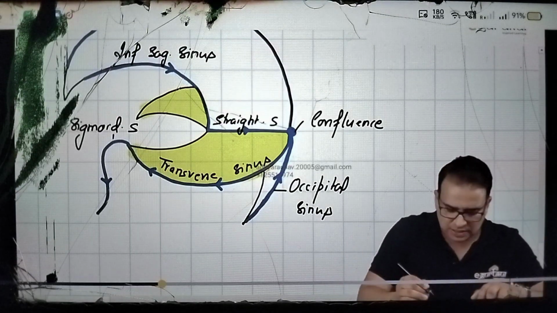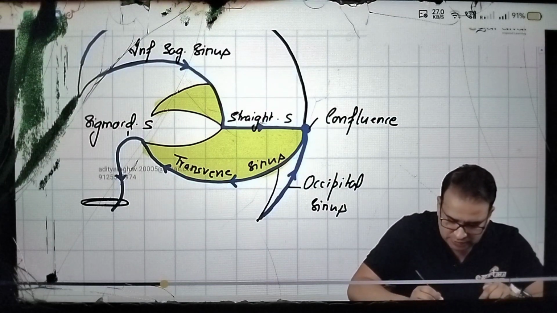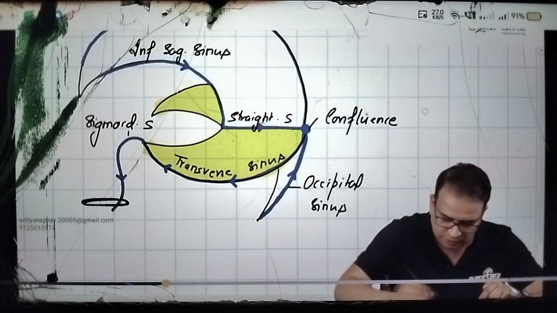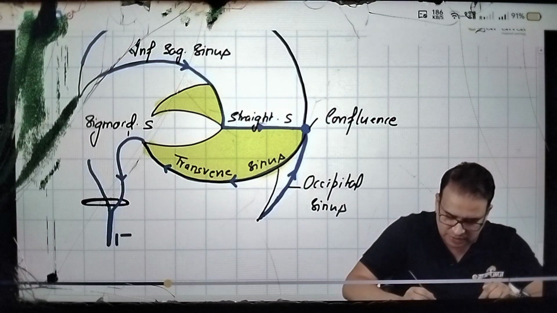which is present in the sigmoid sulcus, sigmoid sinus, and sigmoid sinus is the one which goes out of the jugular foramen. Sigmoid sinus is the one which goes out of the jugular foramen. And as soon as it leaves the jugular foramen, it is joined by the other sinus to form a major vein here, and that major vein is internal jugular vein.